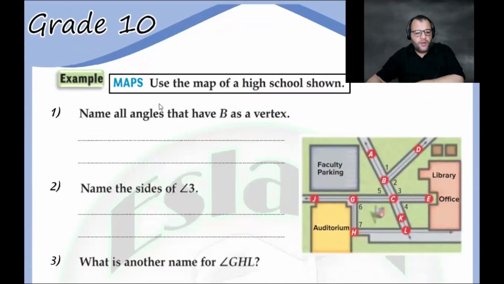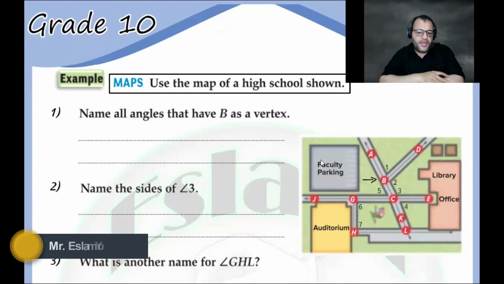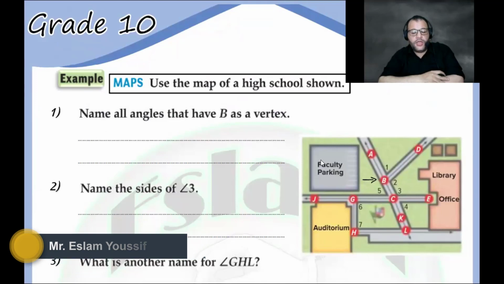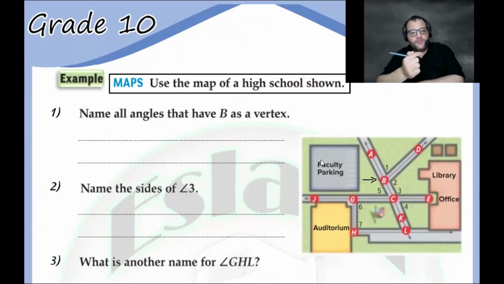Now we need to name all of the angles with the vertex B. Where is B? Any angle that has the vertex B, we need to write its name. It must have 3 letters, and it can't be 2 letters. So the first one is angle ABD. Or DBA. Or you can say angle 1. Or angle B. We can't say angle B for this one.